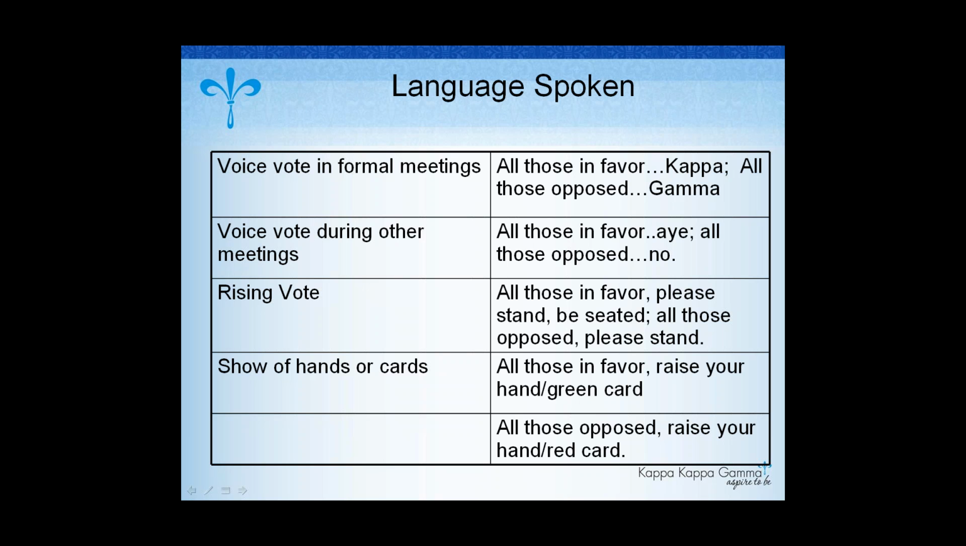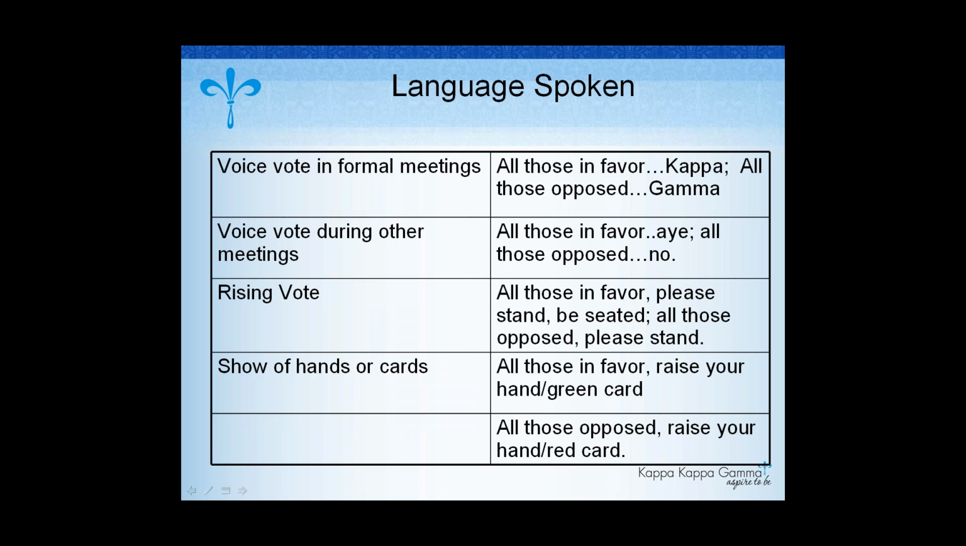Hearing none, then she would repeat the motion and ask for a vote. And there are different ways to vote. So obviously, if you're going to do a voice vote in formal meetings, the president would say, all those in favor, say kappa, all those opposed, gamma. If you're doing a voice vote in other meetings, it's all those in favor, aye, all those opposed, no.